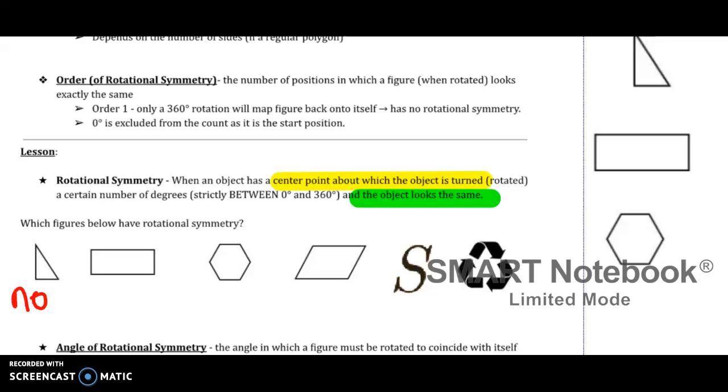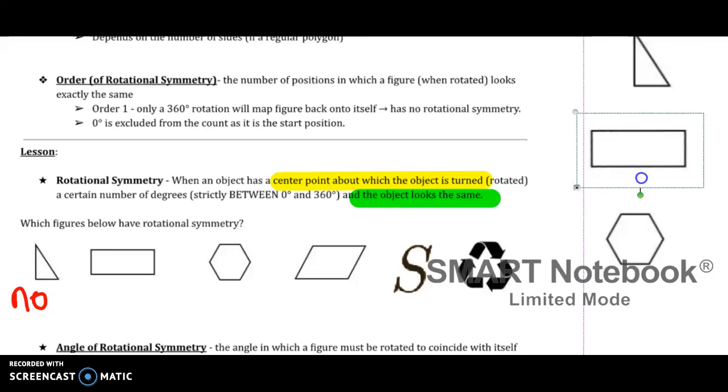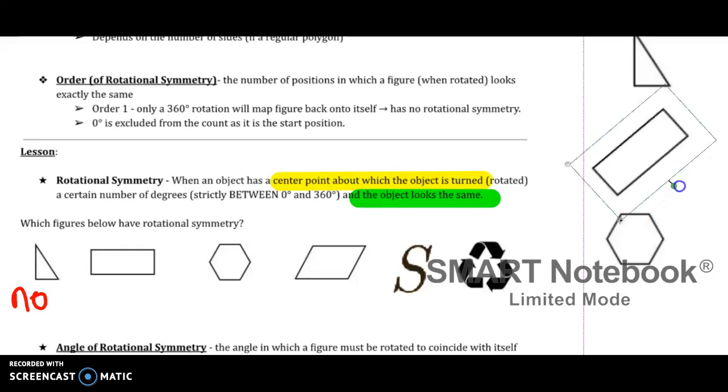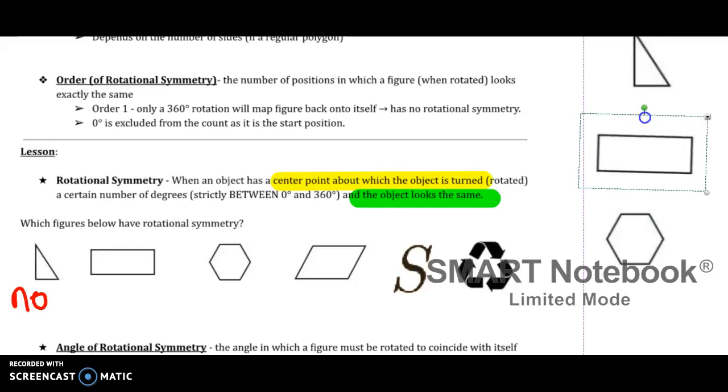So let's try the rectangle here. Again, we want the rectangle to look exactly the same as it is. As I'm turning it, it doesn't look the same, it doesn't look the same, it doesn't look the same. I've only gone 180 degrees, but the rectangle looks exactly the same as when it started. It maps back onto itself, and I can keep going the full 360, and again it looks the same. Because there is an angle measure between 0 and 360 that puts the image back onto itself, this does have rotational symmetry.